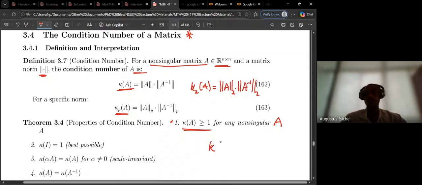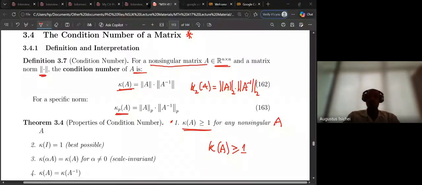The kappa of A is always greater than or equal to 1. That's the first property. That means you cannot compute the kappa of a matrix and obtain something like 0.5, or 0, or 0.8. If you obtain that, it means that your computation is wrong.